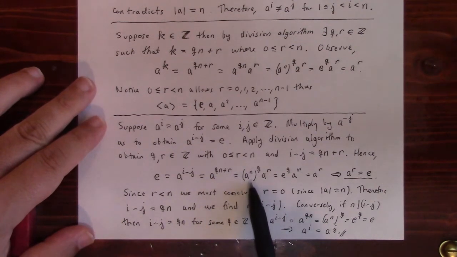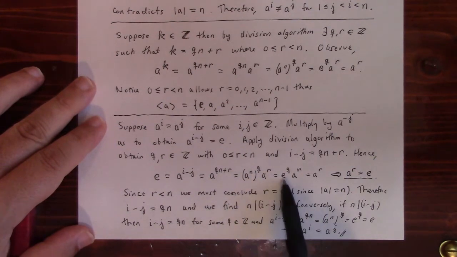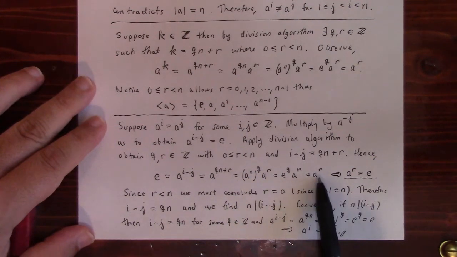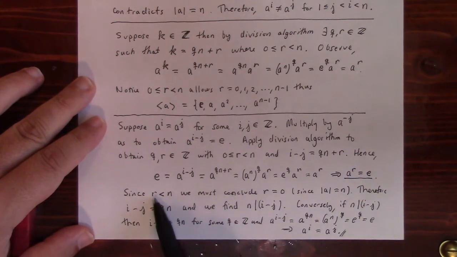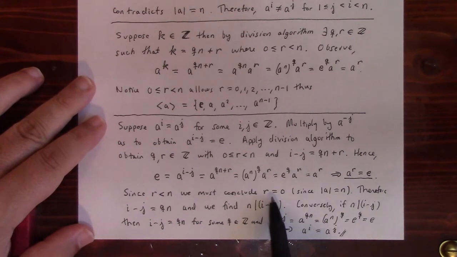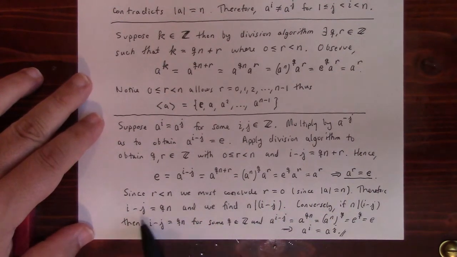But then by the laws of exponents, we have a to the n to the q times a to the r, which of course is e to the q times a to the r, which is a to the r. Therefore, a to the r is equal to e. But since r is less than n, we must conclude that r is equal to 0, otherwise we contradict the fact that the order of a is given to be n. Therefore, i minus j is equal to qn, which is to say that n divides i minus j.